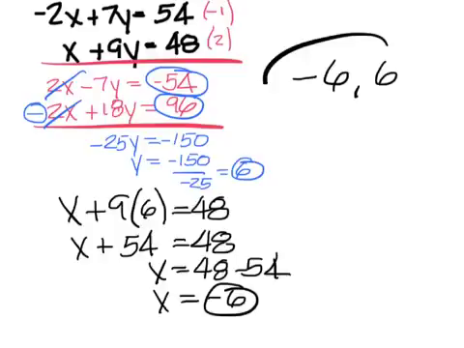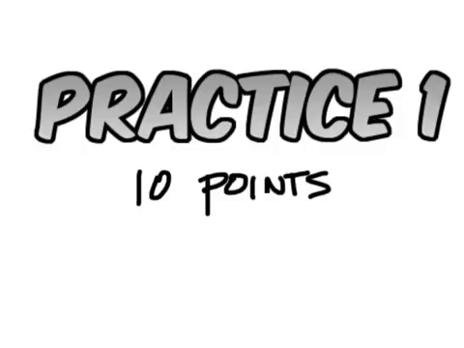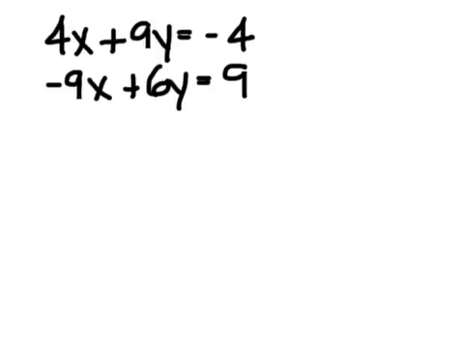Negative 6, positive 6. Work this one out and bring it up. I need your answer in XY form. X comma Y. You're going to have to find the lowest number that both 4 and 9 will go into, and that is 36. So if you multiply the top by a 9 and the bottom by a negative 4, you should accomplish that.